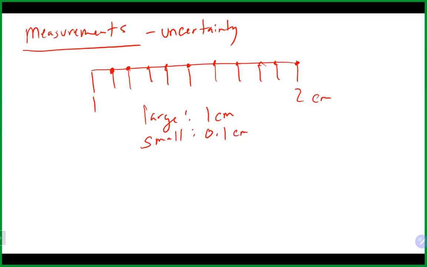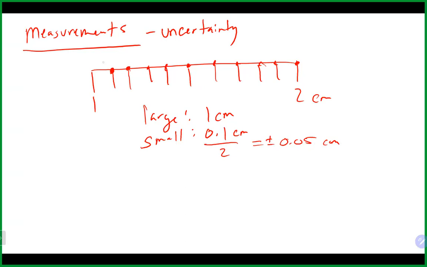Since there's 10 of the smaller markings, each of those smaller markings, as we saw, was basically 0.1 centimeter. We can figure out the tolerance of our equipment by taking the smallest marking and dividing it by 2, which in this case would give us 0.05 centimeters plus or minus. And again, that is essentially how far you should take this reading.